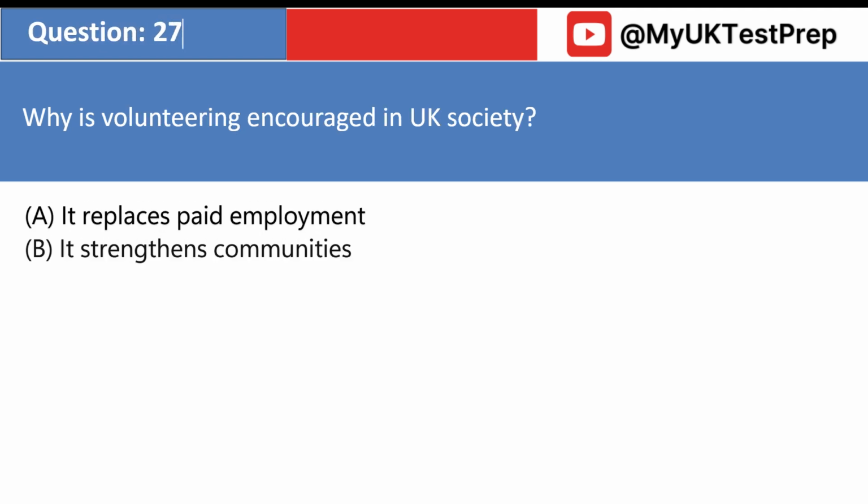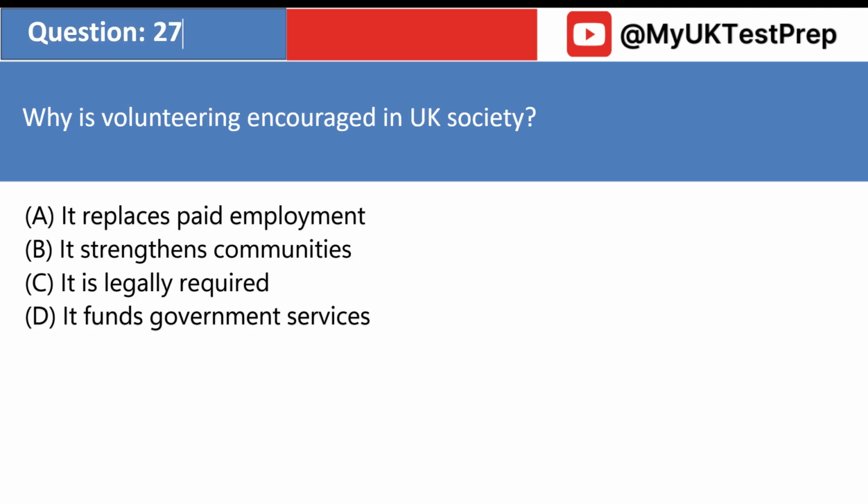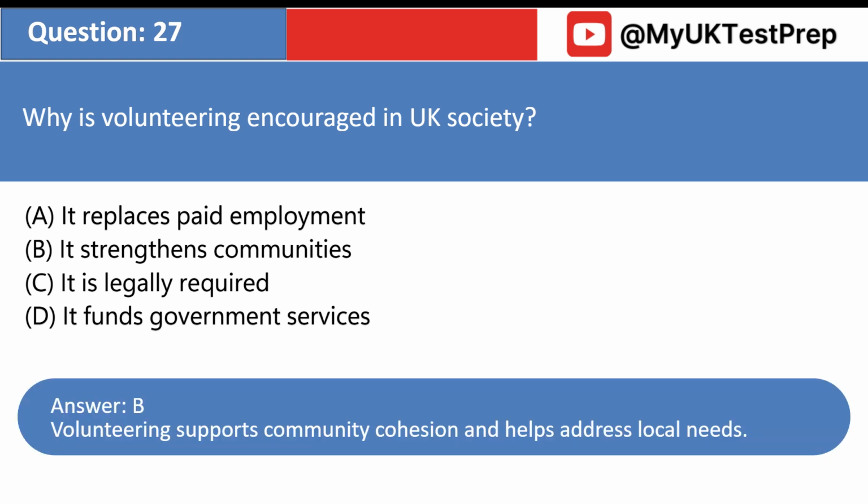Why is volunteering encouraged in UK society? A. It replaces paid employment. B. It strengthens communities. C. It is legally required. D. It funds government services. Answer: B. Volunteering supports community cohesion and helps address local needs.